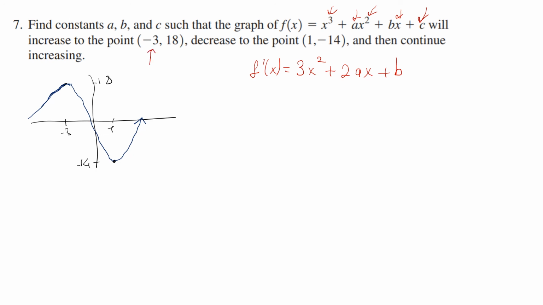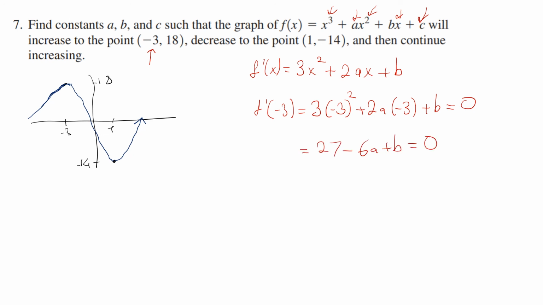So all I'm going to do is set this equal to 0, but first plug in -3 to eliminate something. I plug in -3 and set it equal to 0 because I know at that point, at -3, the slope of my tangent is going to be 0. So from here I got 27 minus 6a plus b. I can send that 27 to the other side, doesn't matter. So I'm just going to say minus 6a plus b equals -27. So that's one of my equations that I got.